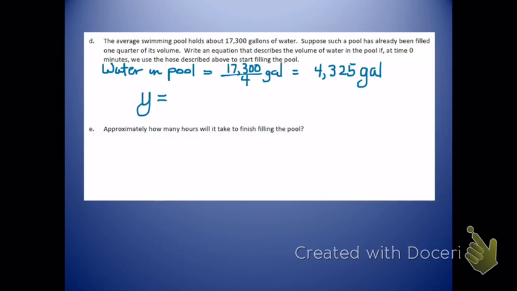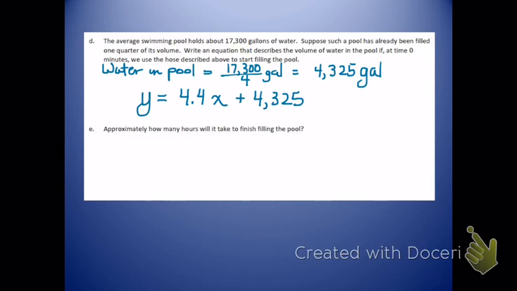And now I want to write a rule. So I know the rate, and again, these are y equals mx plus b rules. Any linear equation can be written that way. So I've got y equals 4.4x, and if the pool had no water in it, this would be the equation. But it does have water in it. It has that much water in it. So the equation becomes 4.4x plus 4,325. So that is our linear equation for this function.